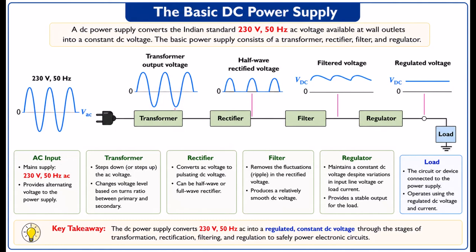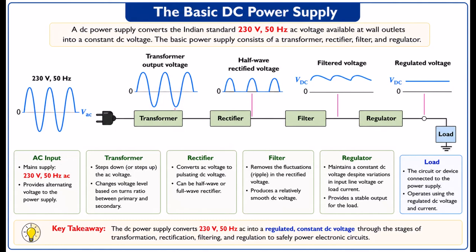The amount of ripple depends on factors such as the filter capacitance, the load current, and the rectification frequency. A larger capacitor generally produces less ripple, while larger load current tends to increase the ripple. The filtered voltage is then applied to the regulator. The regulator maintains the output at a nearly constant DC value.